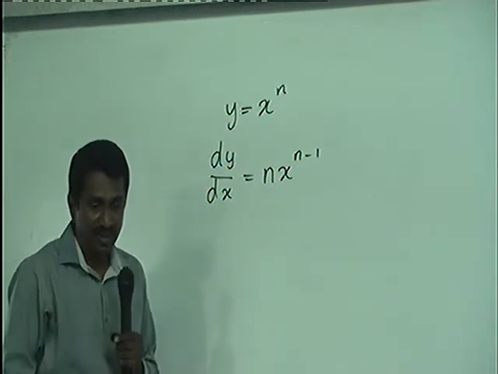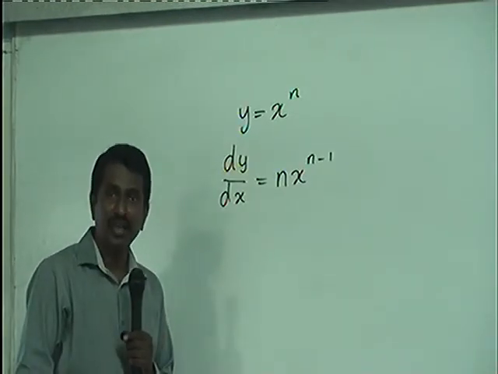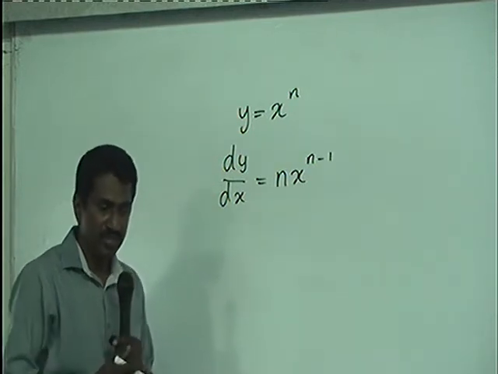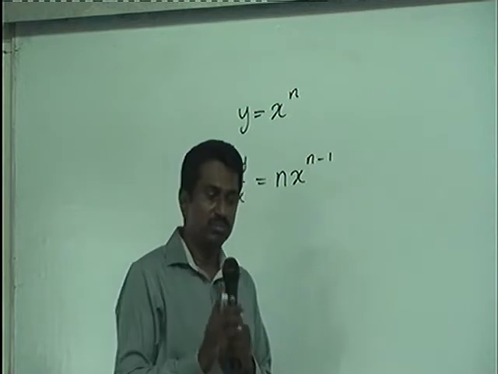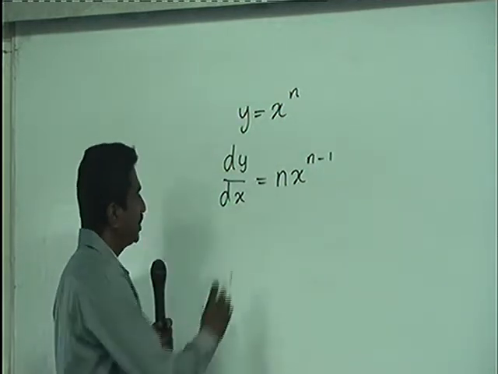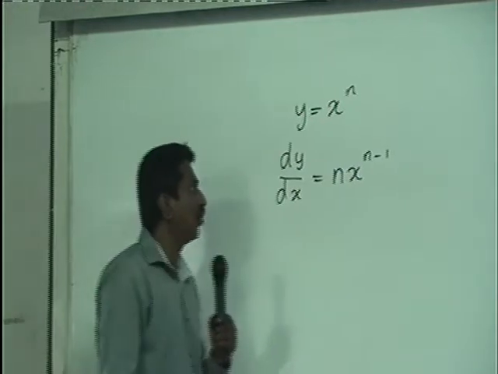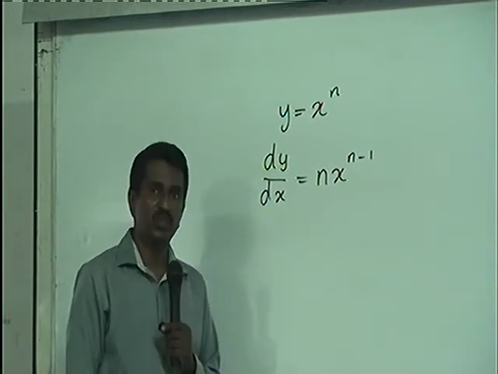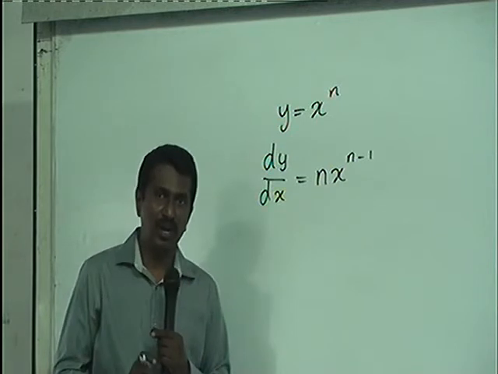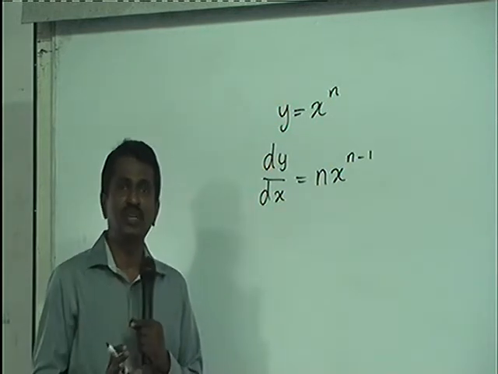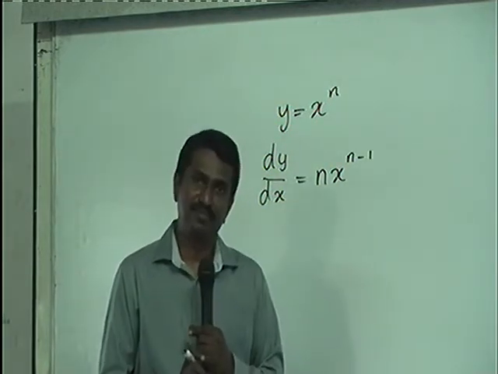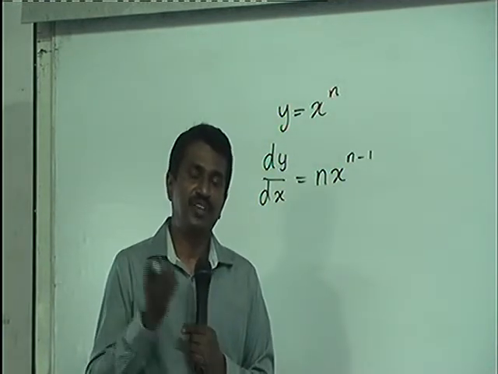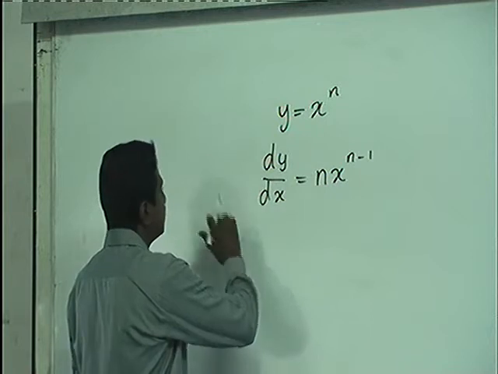If you have done the questions in the handout, I told you there are plenty of questions in the handout. So if you practice that, you can remember the formula. The formula is dy by dx equal to nx to the power n minus 1. This is a very, very important formula. I'm 100% sure you have to apply this formula in the exam, because whatever the question, we need this formula. So this is the basic formula.